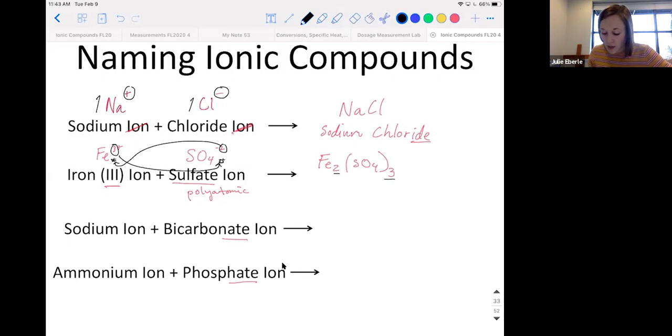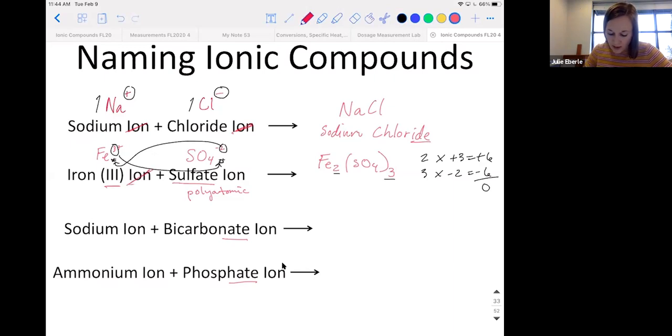Now we could always double check. We got 2 irons. Each one is a +3. So 2 times +3 is +6. We got 3 sulfates. So 3 times each one is a -2. That adds up to -6, and overall, +6 and -6 balance to 0. It's a neutral compound. So how do we name this?